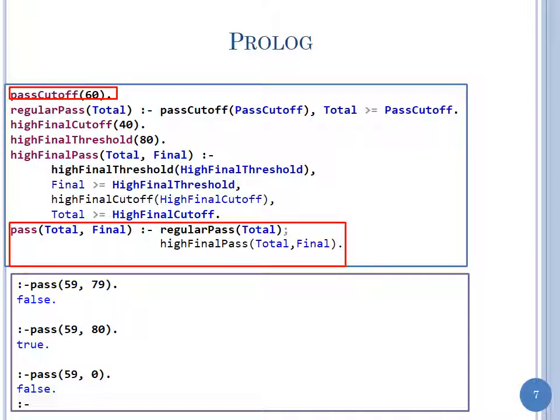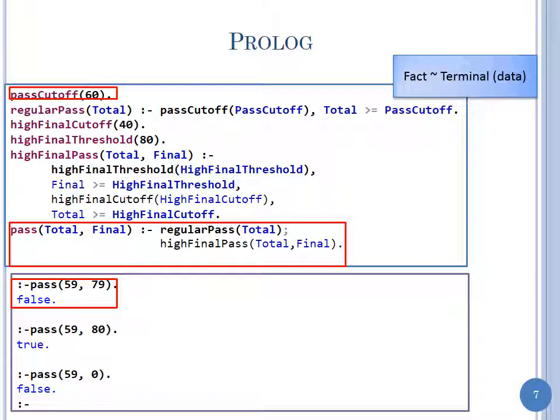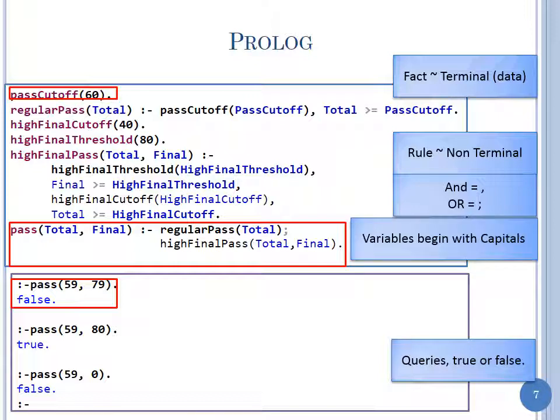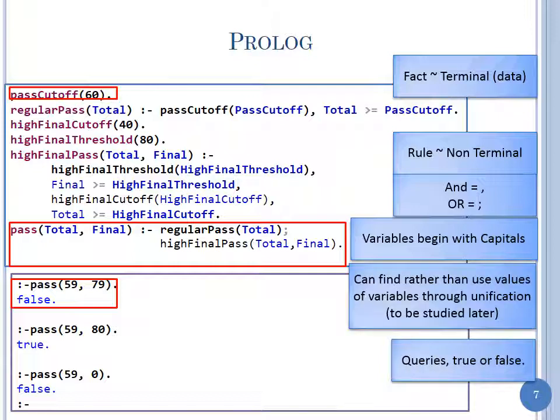We have three kinds of entities. One of them is a fact, which is like terminal data. Rules are non-terminals. Okay? And "is equal to comma" or "is equal to semicolon." And there are queries which return true or false. Okay? And variables begin with capitals. And rather than use values of variables, we just find some assignment to a variable that will make this rule query true.